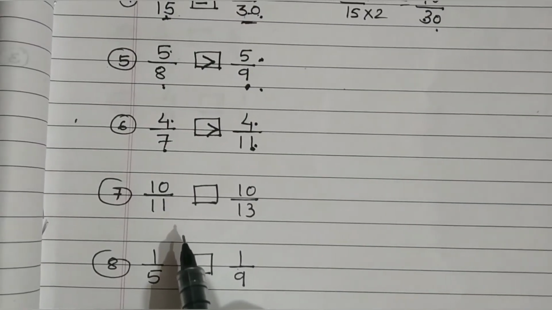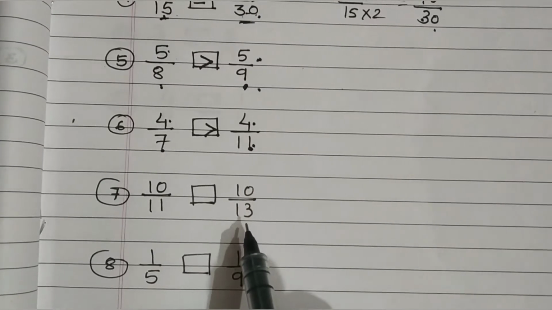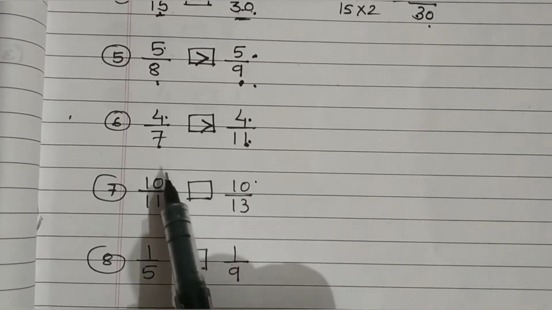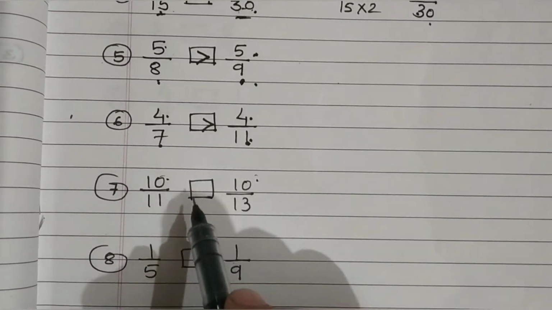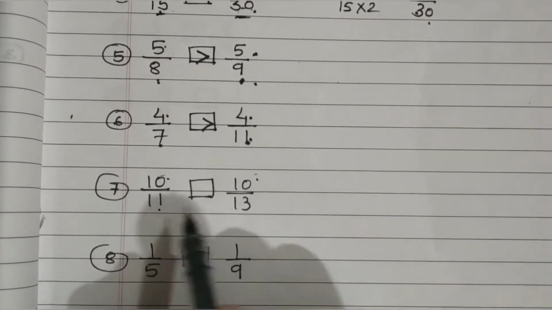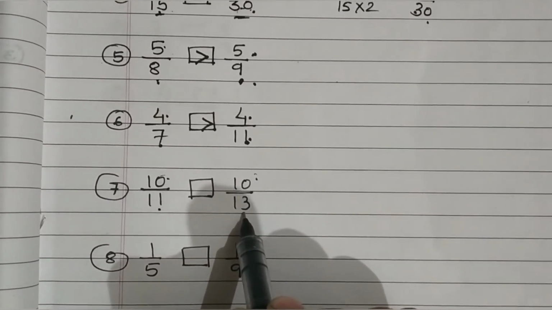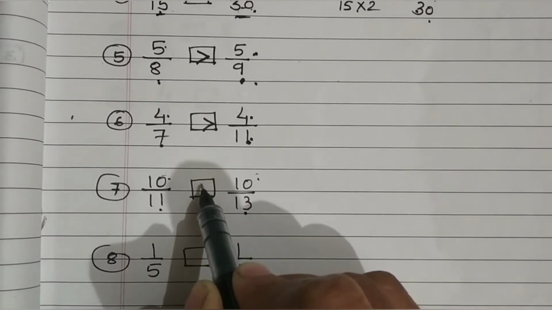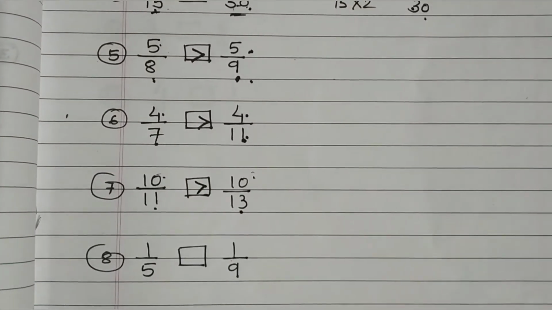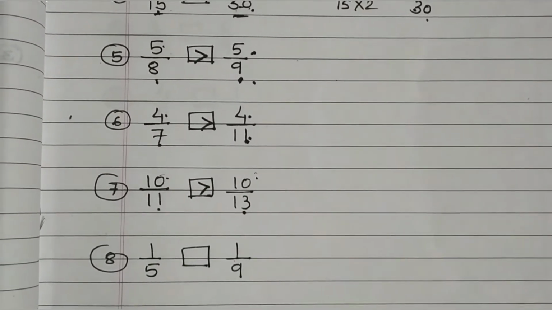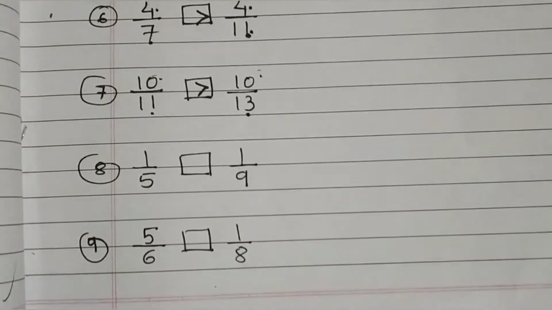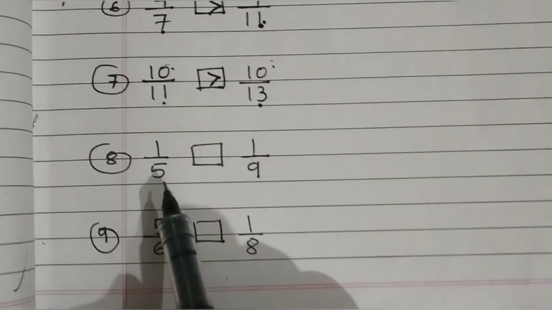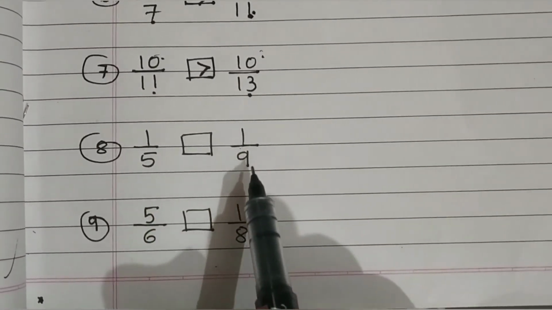Okay. 10 by 11, 10 by 13. Numerators are same. Okay. So same condition. So here 11 and here 13. This denominator is greater. So this fraction is smaller fraction. Right. Then next, 1 by 5, 1 by 9.